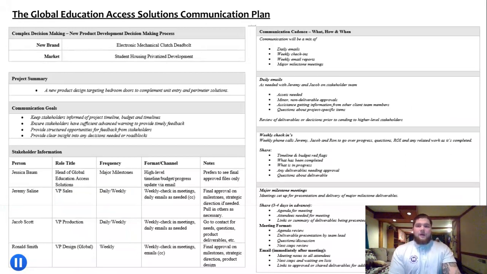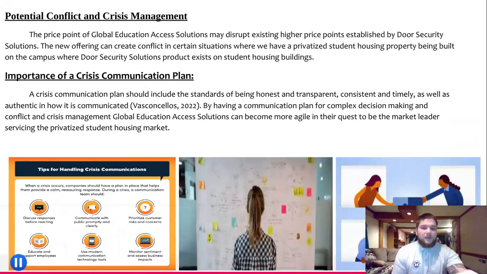As you can see, this is Global Education Access Solutions' communication plan. It touches everything from complex decision-making, new product development decision-making process, project summary, communication goals, stakeholder information, who, what, when, where, why, and various other aspects that need to be discussed for optimal communication within our company and organization. After looking at this, we can see that we've communicated well, we've established things, and we have a clear goal that everybody can be on board with as the communication plan is set in motion. Moving on to the next slide, we're going to look at potential conflicts and crises that can come about and how to handle those.